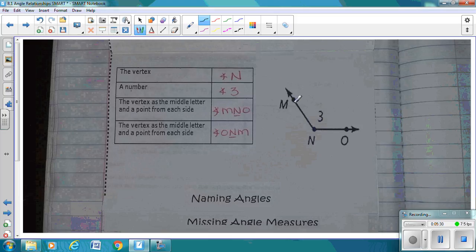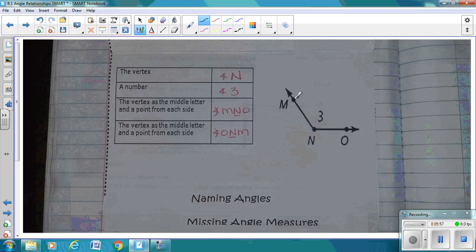Okay, on the next page we're looking at these points here, and we have our angle. So our vertex, the point where the two lines meet, or in this case, the point where the two rays meet, is angle N. And if we want to write it as a number, we can put angle 3. Again, it doesn't have a degree symbol on it, so that's not telling you how many degrees this angle is. So the vertex is the middle letter, and a point from each side.